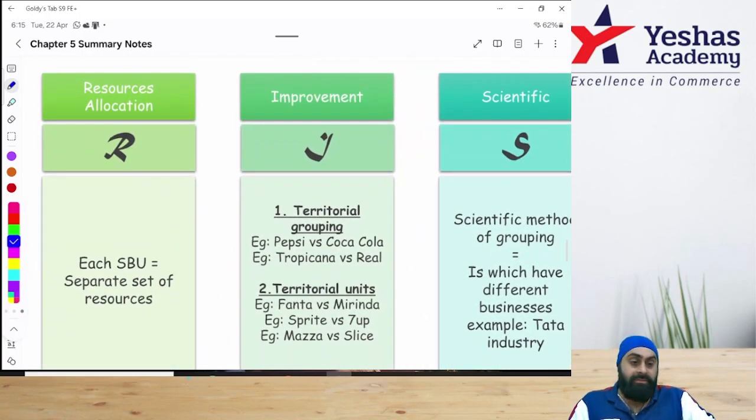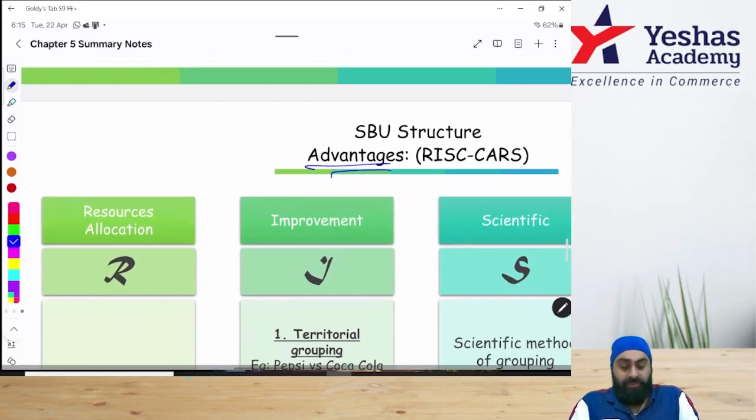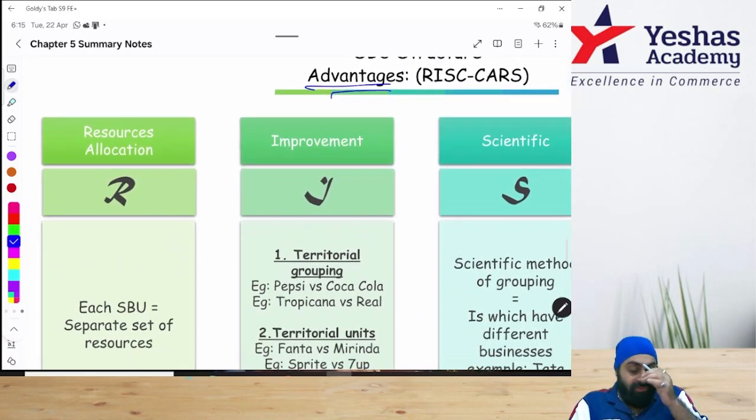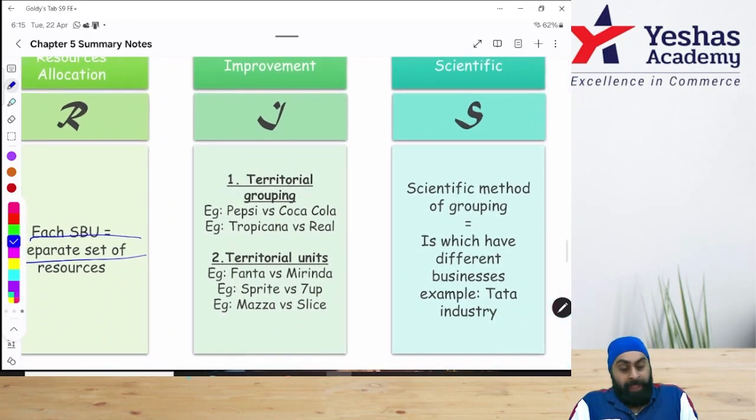Advantages. Now, let's talk about advantages of SBU. What is the advantage of SBU? Advantage of SBU is resource allocation. Each SBU requires separate set of resources.